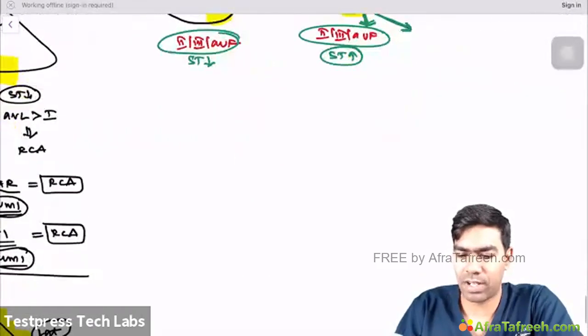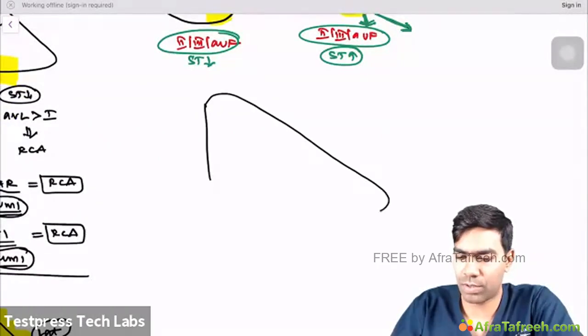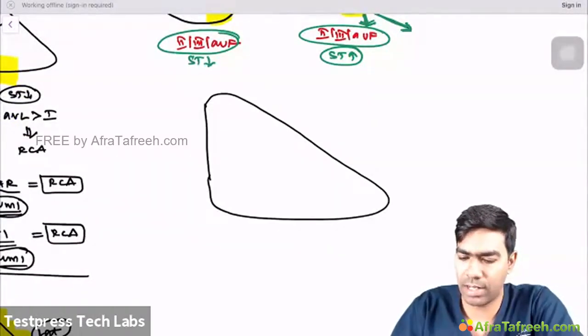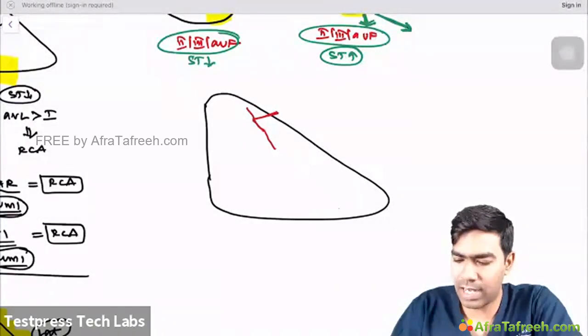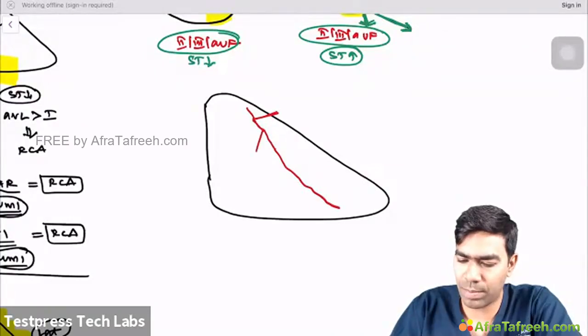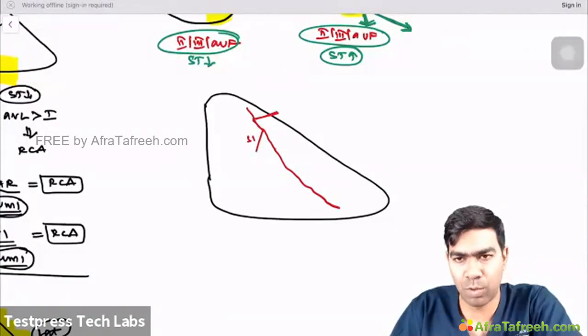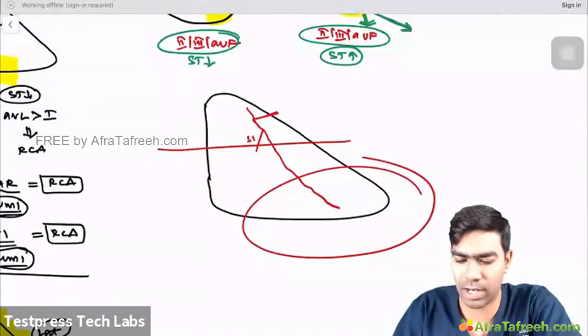But you have different vessels, isn't it? So for example, if you take the LAD, let me draw only the LAD, leave the circumflex now. This is the LMCA, this is the circumflex, this is the LAD. As far as the LAD is concerned, it is going to produce septal branches. This is the first septal branch. That's the most important. That supplies the septum. That's called the basal septum. Remember, this is the base of the heart. This is the apex of the heart.